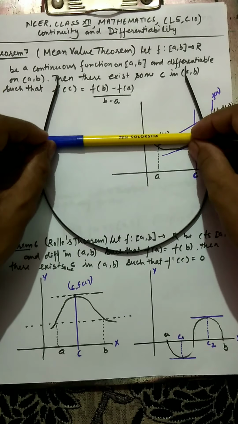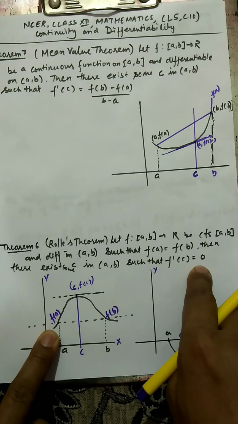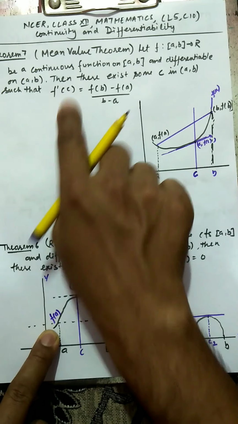So they both are lying on this line. So it means both values are same. So your difference is going to be 0, and B minus A, whatever number, 0 upon any number will be 0. So your f dash c will be equal to 0, as you can see here also.